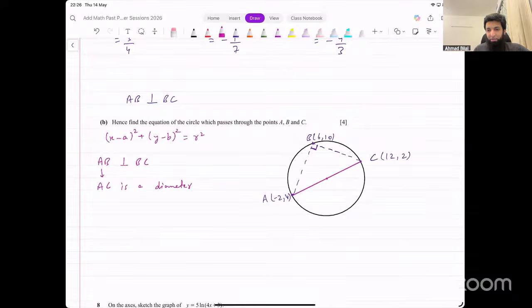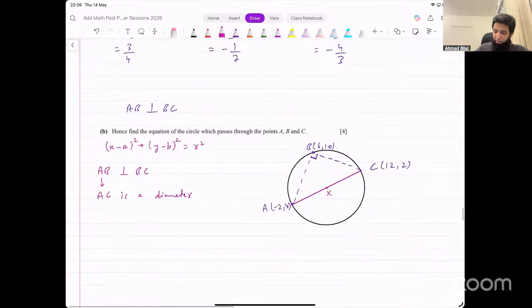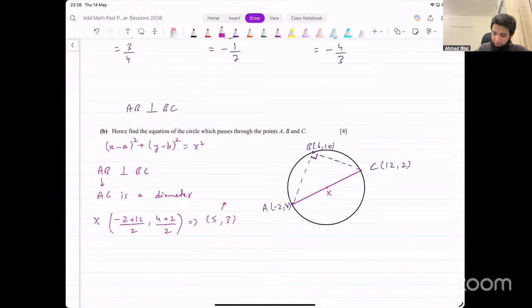If you take the center as point X and equate the length of AX and BX, let me tell you why that would not work. Let's call this center X. So how can we find the point X now? Since AC is a diameter, X is just the midpoint of AC, right? So the midpoint of AC will be (-2 plus 12) divided by 2 and (4 plus 2) divided by 2. And that gives us 5 and 3. These are the coordinates of the center of the circle.